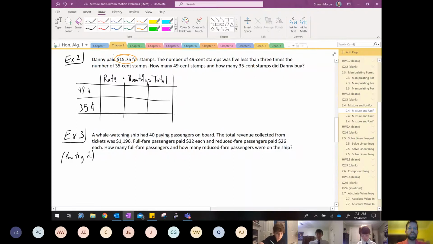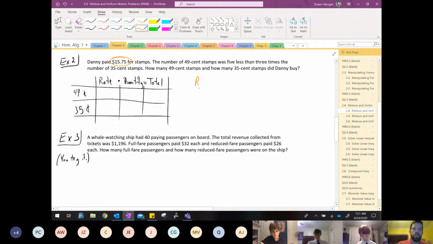So our total right here we know is going to be 1575. Okay, so we're going to have rate times quantity plus rate times quantity equals that 1575. Okay, and so our job with using this chart is to figure out, well, what is the rate of my first type of stamp? What is the quantity of my first type of stamp? What's the rate of my second kind of stamp? And what's the quantity of my second kind of stamp? And if we can figure out those 4 parameters, we've got step 3 of our word problem solving method taken care of. We've got our equation written down.